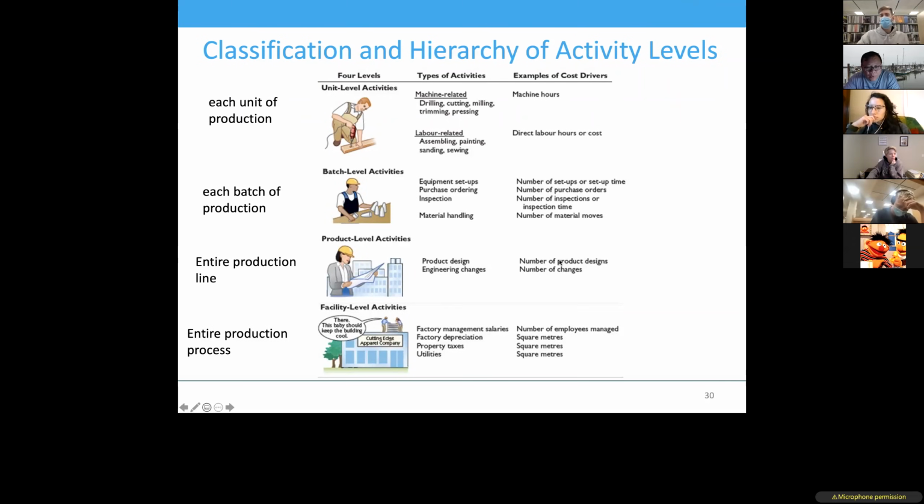Okay, so when we are doing problems, we can see that sometimes we have activity levels like machine hours. We have seen machine setup in the previous examples, and purchase orders, the number of purchase orders, and product design and inspection. So basically, in the midterm exam, you may see a question with different activities and different cost drivers.